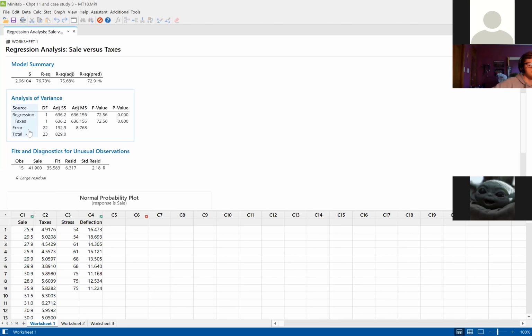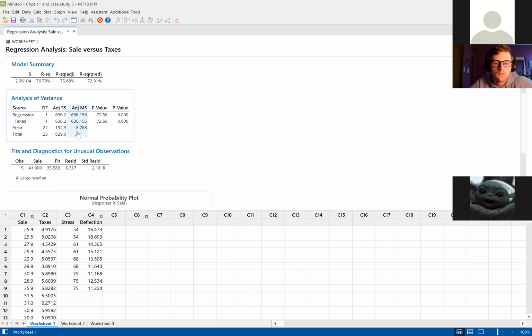So the only line that you need to look at in this analysis of variance box is the error line, because our adjusted sum of squares of the error is the sum of squares of the error. And so that's 192.9. And so I fill that into my table. And then the adjusted mean sum of squares of the error, 8.768. That is our estimator of the variance.